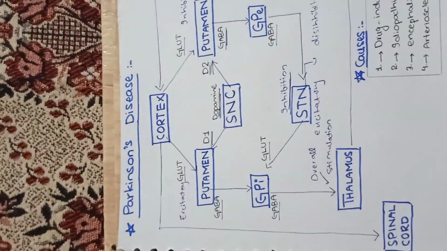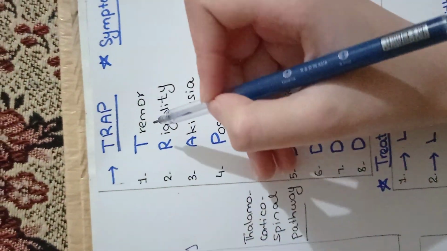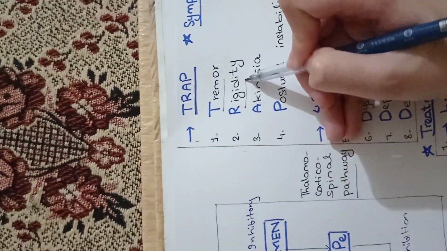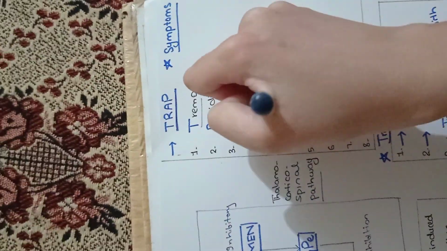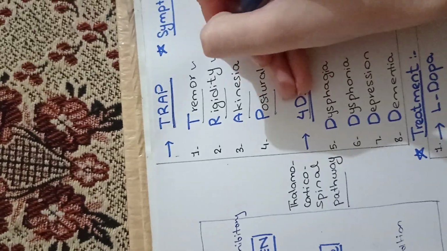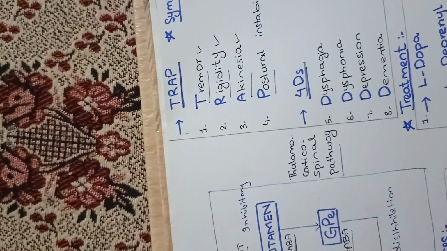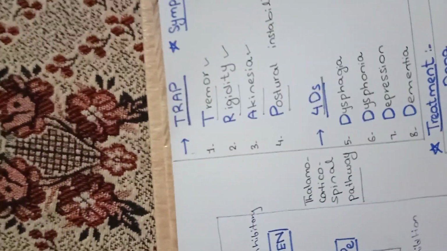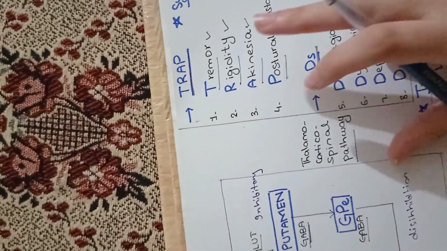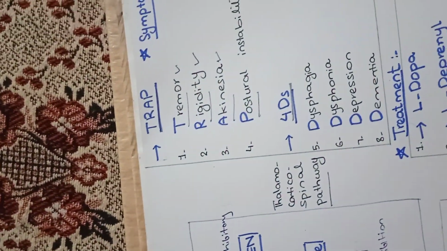the hyperkinetic symptoms. Okay, you can learn the symptoms of Parkinson's disease from this mnemonic, TRAP: tremors, rigidity, akinesia, postural instability. The tremors and the rigidity, both of them are hyperkinetic symptoms, and the akinesia is a hypokinetic symptom. Okay, akinesia or bradykinesia. Akinesia means an inability to initiate movement, and bradykinesia means slow movements. This is a hypokinetic symptom, and tremors and rigidity are hyperkinetic symptoms.